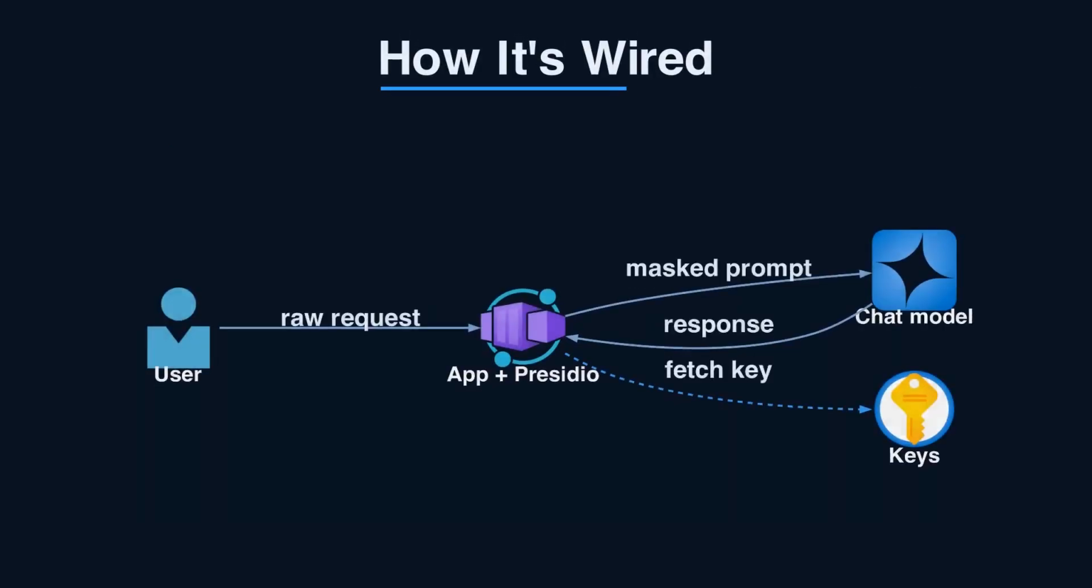Here's the shape end-to-end. Your app receives the user request, runs redaction locally with Presidio inside the same process or container, then calls Azure OpenAI with only the masked prompt. The response comes back. You optionally rehydrate placeholders from your in-memory map and return it. Notice the redaction step sits before any boundary crossing. Put your application in a private network with a private endpoint to Azure OpenAI so traffic never traverses the public internet, and pull keys from Key Vault using managed identity. The model never sees a raw identifier.